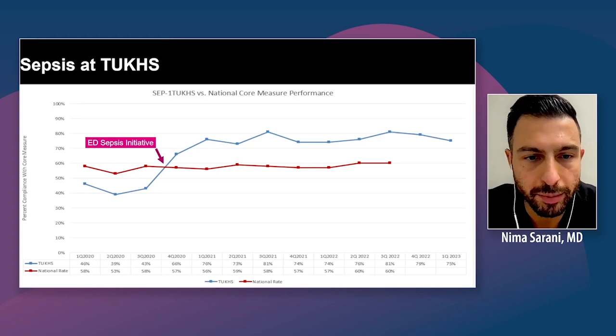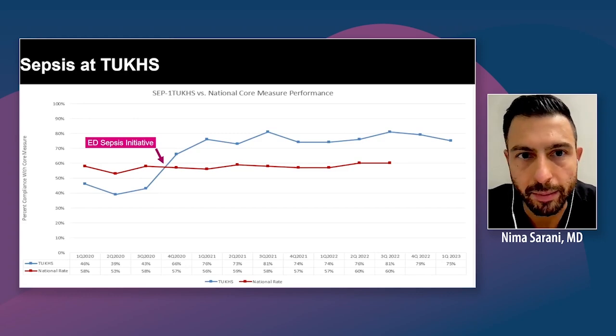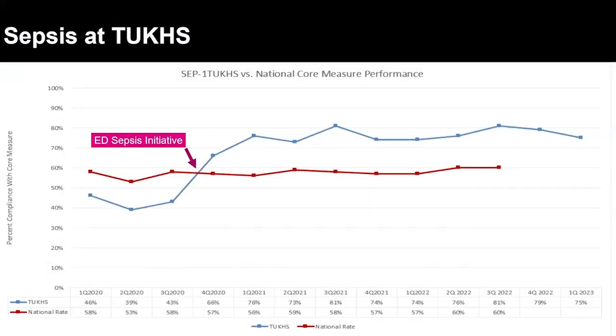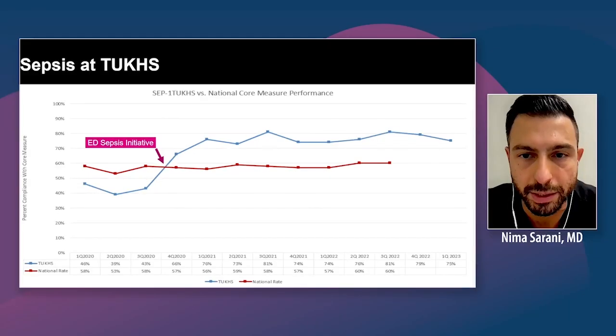So this is just to demonstrate our trend in CMS performance. You can see since the ED Sepsis Initiative that was implemented in October 2020, our CMS compliance has significantly increased from the pre-phase into the post-phase, and the red line is basically the national average. So we currently maintain a performance level way above the national average.